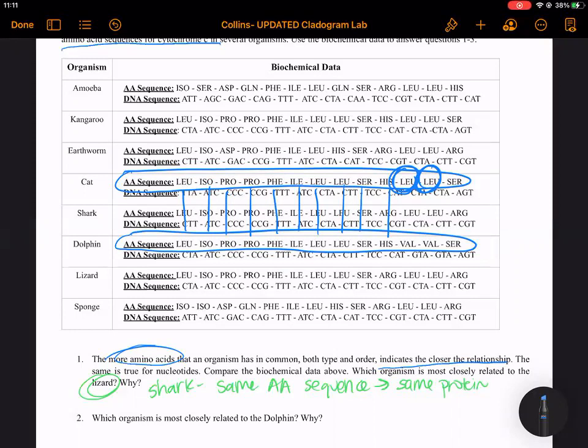I see someone's raising their hand. Caitlin, go for it. I got kangaroo. Why did you choose that? Because the amino acids match up the best. Oh, okay, so let's check it out.